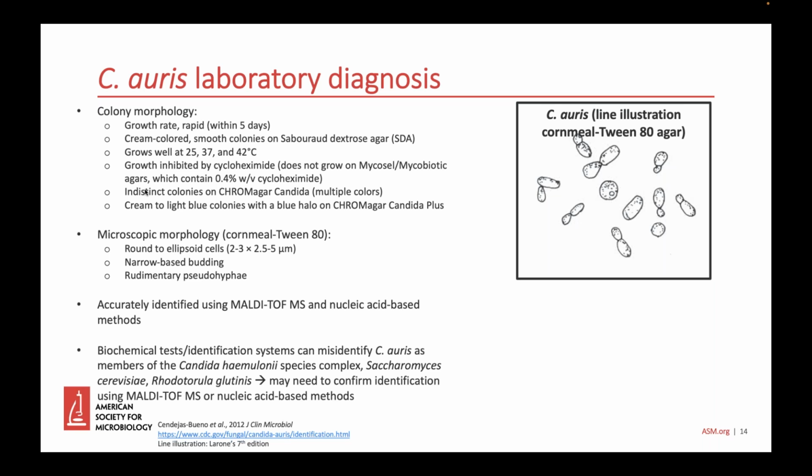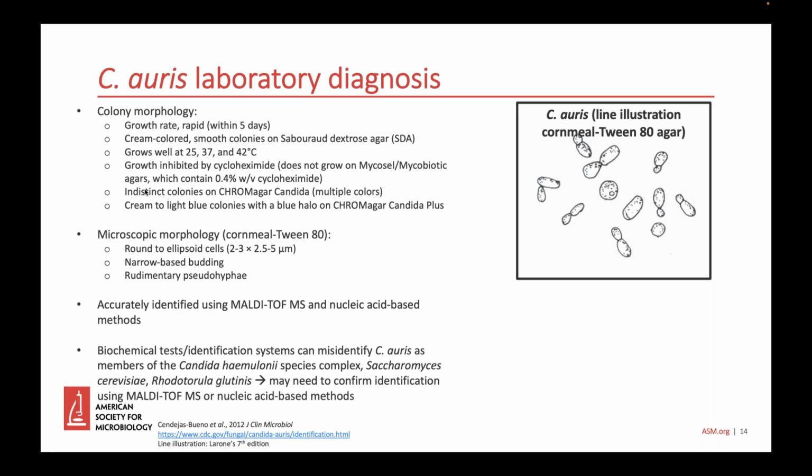The organism is really only accurately identified using molecular methods such as mass spectrometry or nucleic acid-based methods. And initially, the reason why Candida auris seemed to creep through healthcare facilities is because biochemical systems failed to accurately identify it. And it was often misidentified as members of the Candida haemulonii species complex, to which it's very closely related, also Saccharomyces cerevisiae and Rhodotorula glutinis.